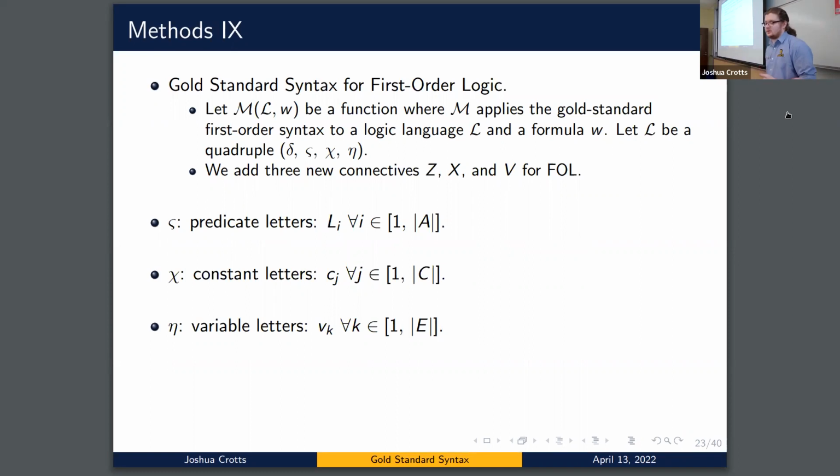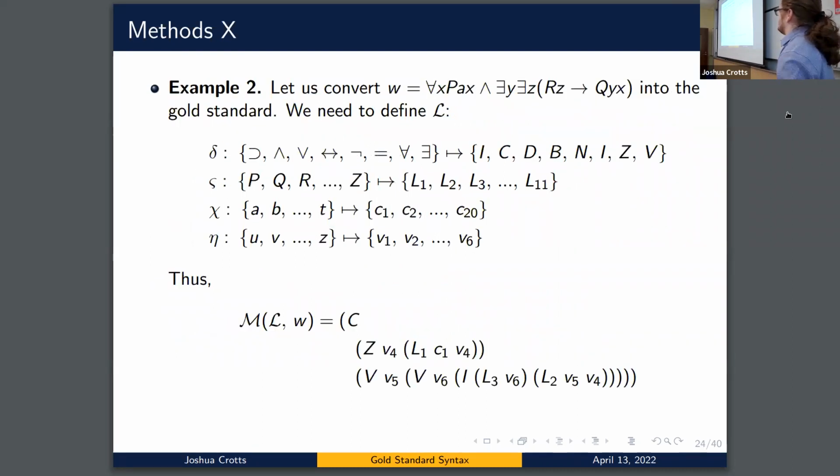So the only difference here is that we need 3 new connectives. We have the 2 quantifiers and the identity operator. So we just said those were Z, X, and V for the universal, existential, and identity operators respectively. And instead of atoms, we have 3 new functions, sigma, chi, and eta, where each one is either the predicate mapping function, the constant mapping function, or the variable mapping function. So again, we'll just show this as an example. That's the best way to do it.